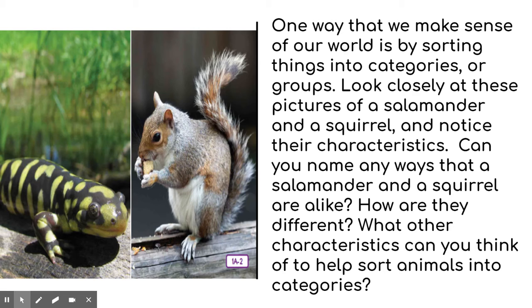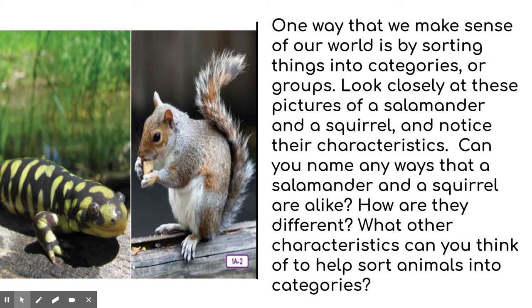Well, let's pause and think about these two animals for a moment. How are they alike? Well, I notice they both have eyes, they both have a mouth, they both have legs. Now, how are they different? Well, the salamander's skin looks like it's smooth, maybe a little slimy, whereas the squirrel looks like it has furry, soft skin.